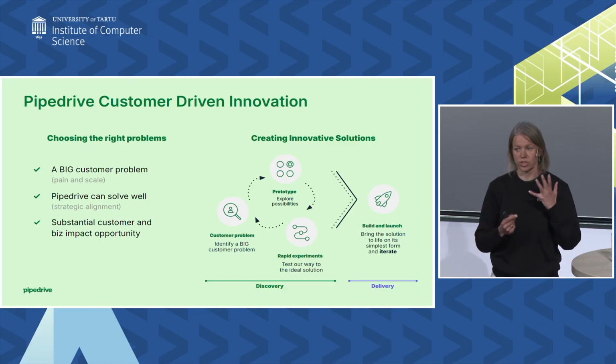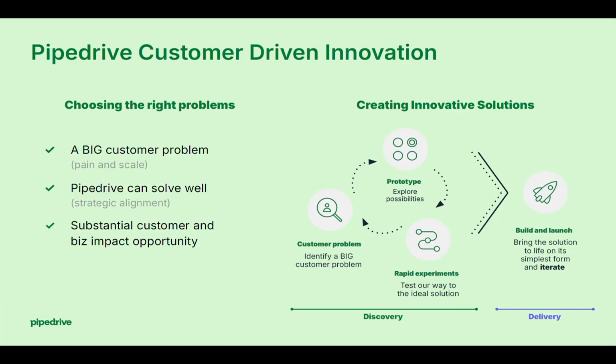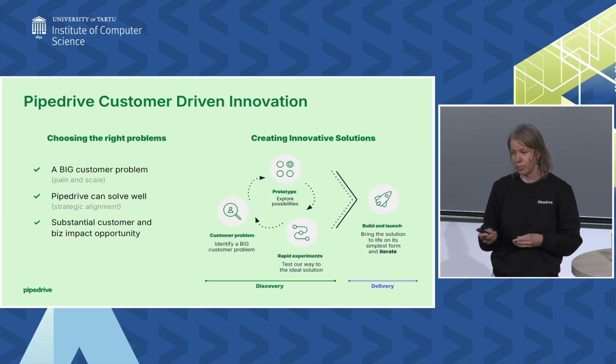We try to choose a big problem, a painful problem. The problem has to be also something that Pipedrive can solve well. If somebody says I don't have a good product market fit, then I can't really help the company with Pipedrive in that sense. That's a different problem they have. And then, for everything we do, there has to be customer benefit and impact, but also business impact, meaning for Pipedrive. So winning more deals, as I said, helps the customer, but it's also money in our pocket.